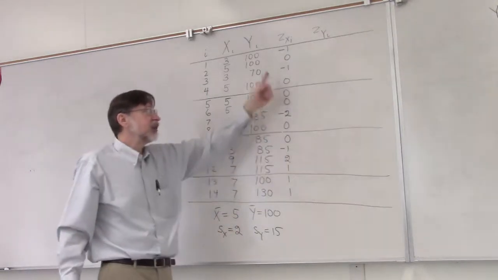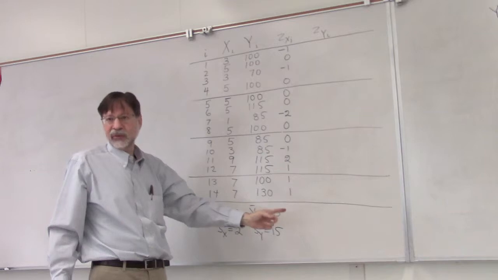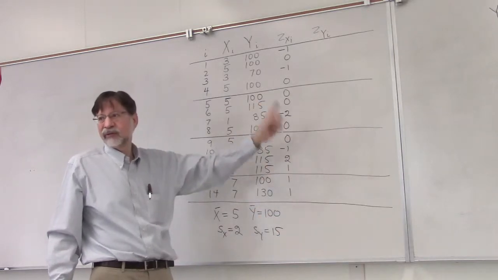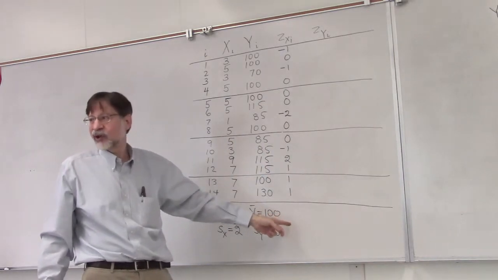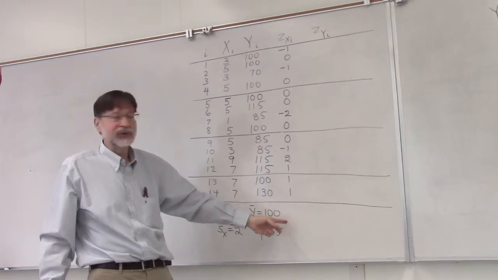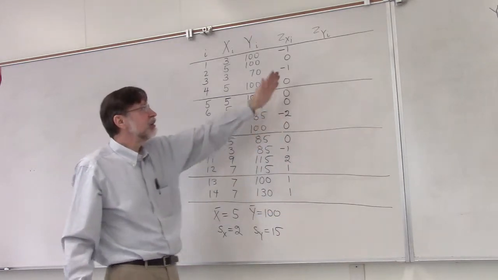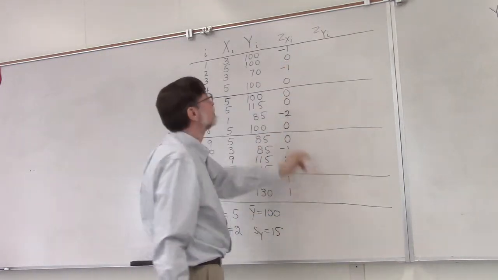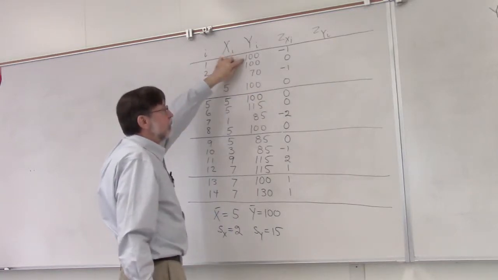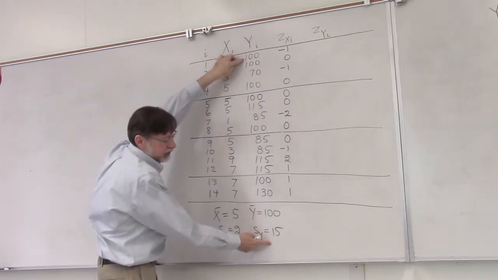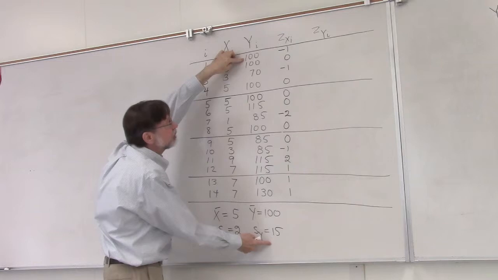If you add them all up, they add up to 0. You find the mean of them, the mean is always 0. If you found the variance of them, the variance is always 1. If you found the standard deviation, it's always 1. These are z-scores. Now we want the z-scores for the y's. We subtract 100 and divide by 15 to find the z-scores for the y's.